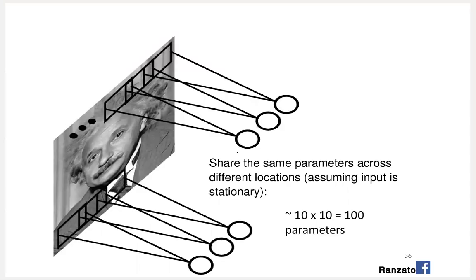This is an illustration here again. I have all these neurons now in the hidden layer. You see they have limited reception fields, and all of them are sharing the same parameters.